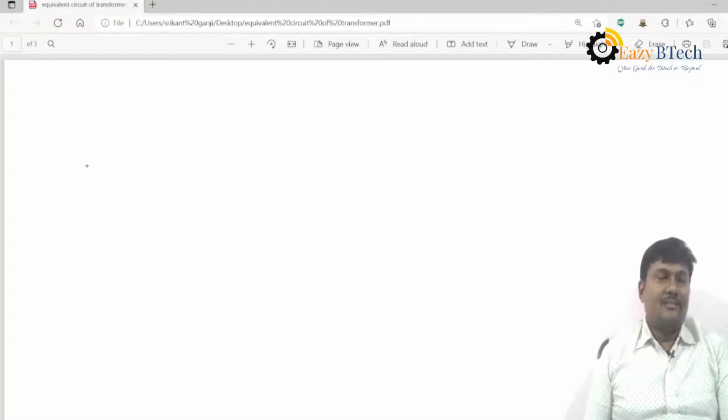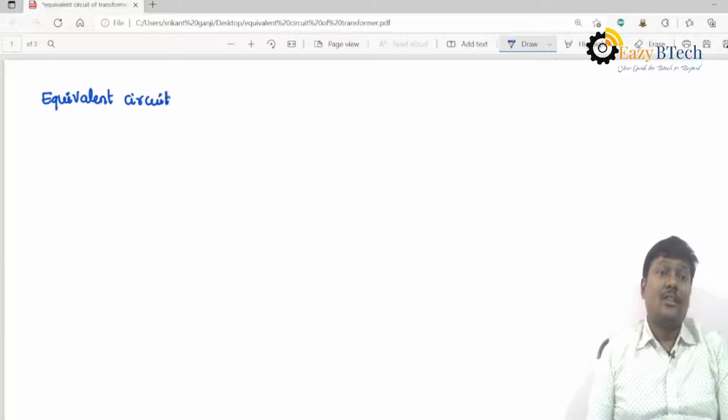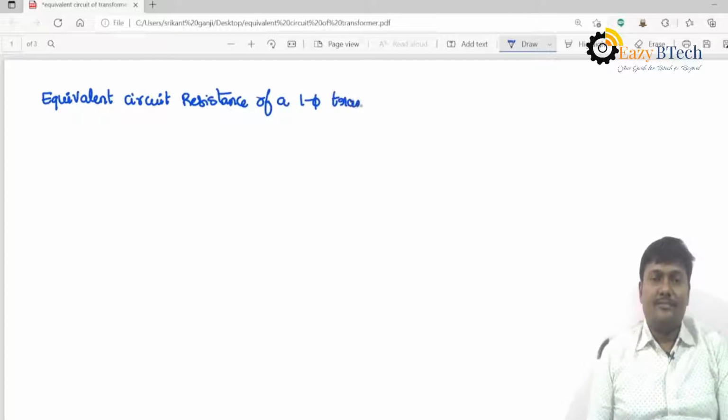In the previous lecture, I explained the practical transformer operating under load conditions. Now, moving to the next concept, the equivalent circuit resistance of a single phase transformer.